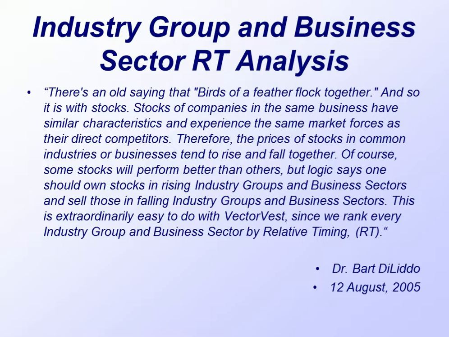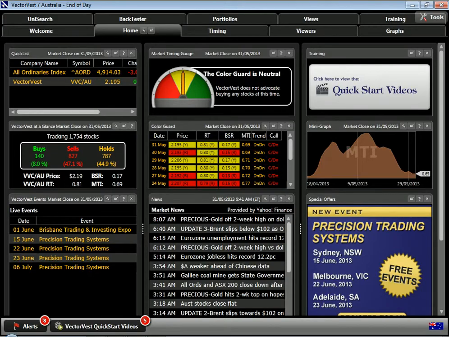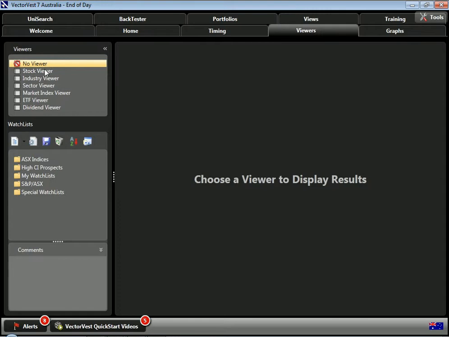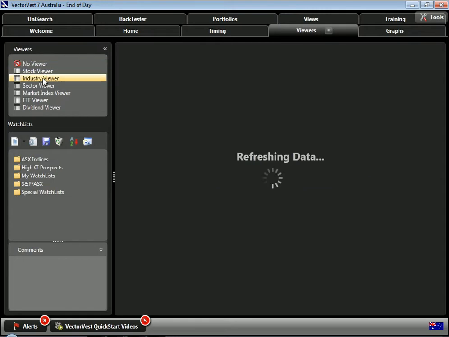This is extraordinarily easy to do with VectorVest, since we rank every industry group and business sector by relative timing, or RT. And this approach or technique can be particularly effective in the Australian market, where much of the market's activity can be focused in just a few sectors. To demonstrate this concept, let's take a look at the top RT industry. I'm going to move into the program, and from the home page we'll come up to the Viewers tab, and we'll select, right below Stock Viewer, Industry Viewer.